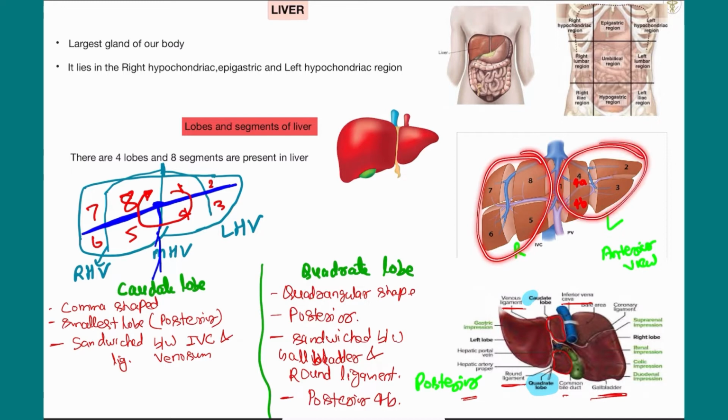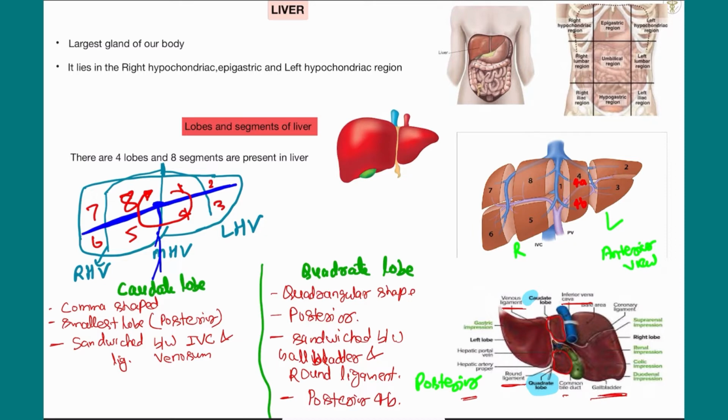So please learn this caudate lobe and quadrate lobe difference, because no problem occurs in the right lobe and left lobe of the liver. The problem is when he asks about the caudate lobe and the quadrate lobe, because it is present in the posterior-most portion, so not visible from the anterior view, and the examiner asks about this. First of all, the caudate lobe is comma shaped and the quadrate lobe is quadrangular shaped.